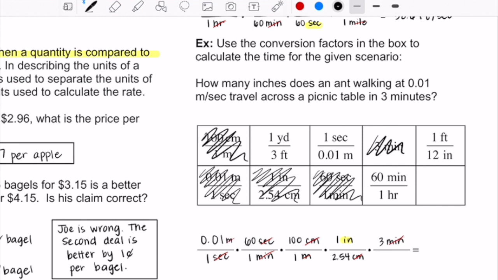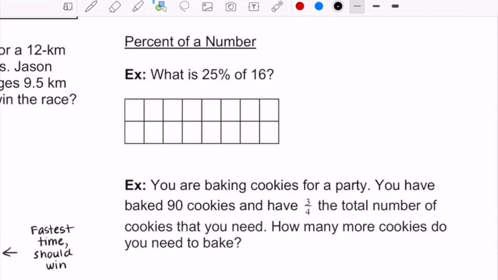And so for this one, you end up with 70.9 inches. The answer for this one is not a rate. The answer for this one is just the inches measurement for the unit of measure because you're figuring how many inches do they go.